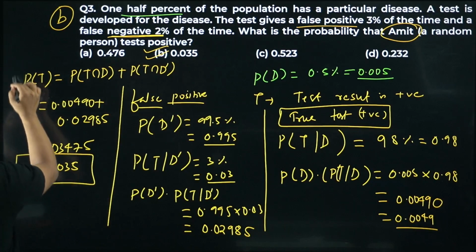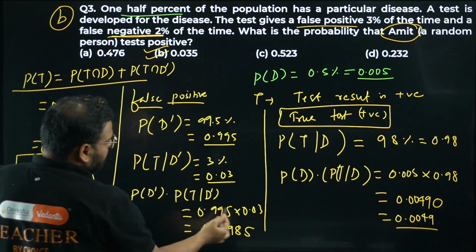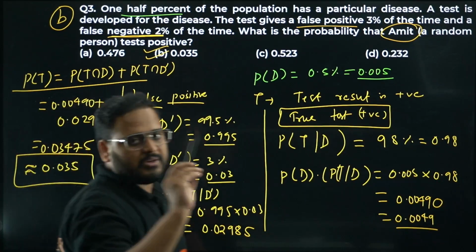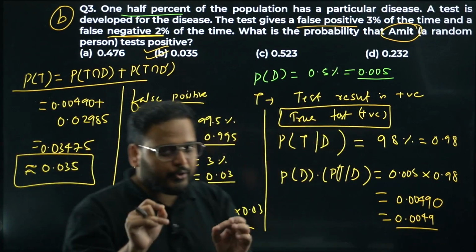Over here we are using total probability and the multiplication theorem. Excellent question, a very good question. I hope I was able to make it clear for you. Let's move on now. What is next?